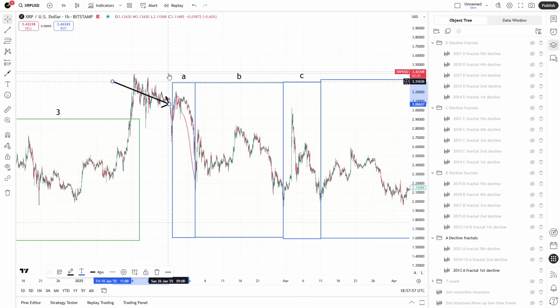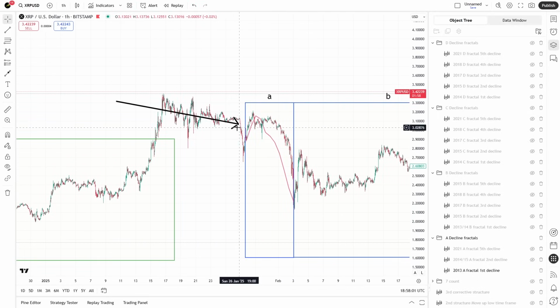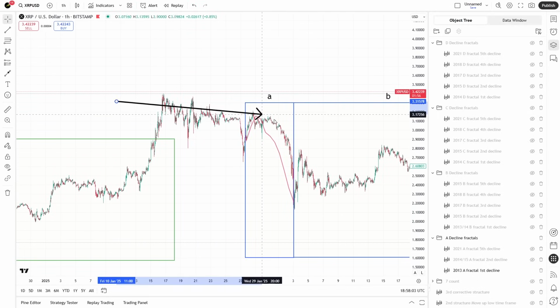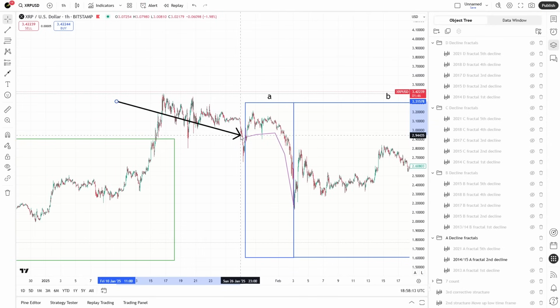Let's zoom in here. I would say this does look like what fractal A does. Today's chart matches what this fractal does. Let's take this one off and put the second one on, from 2014/15. So yes, I would say so far so good.